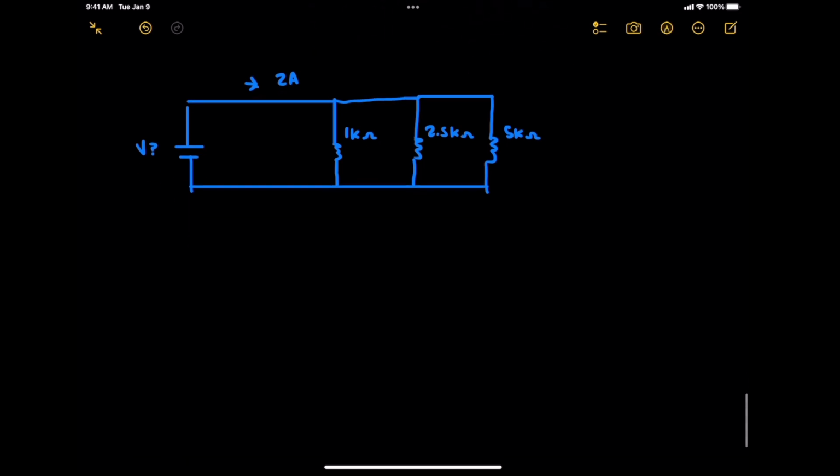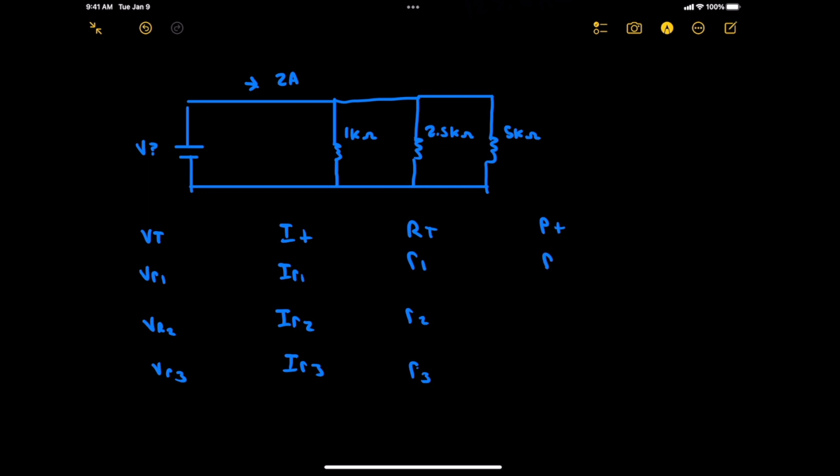So, like before, let's just have our VT, IT, and RT, and our PT. All right, looking at this, we don't know the voltage. However, what we can do is solve for resistance total.